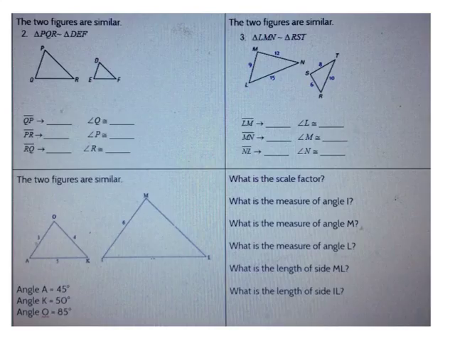It's also important that I know how to find corresponding sides, or sides and angles that go together. So these two figures are similar. Which side corresponds to QP? ED corresponds to QP. Which side corresponds to PR? DF corresponds to PR. Which side corresponds to RQ? FE corresponds to RQ.